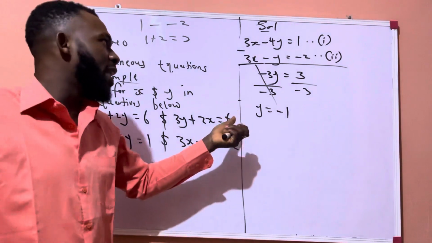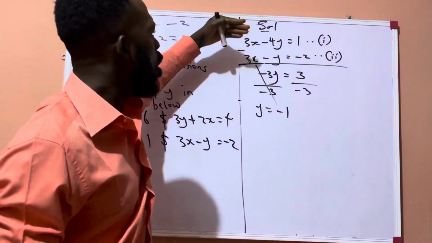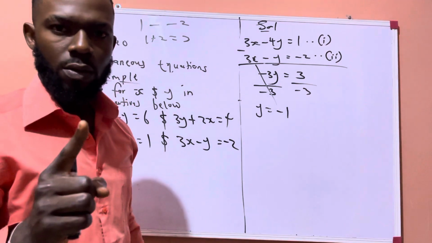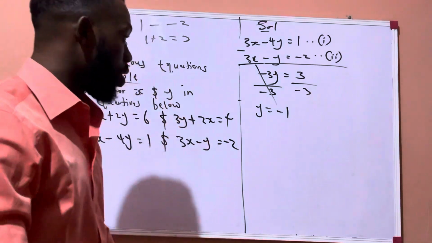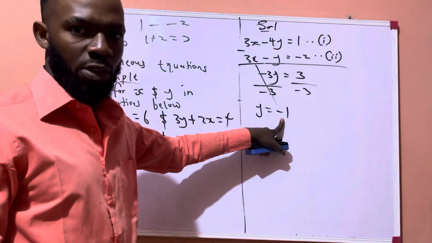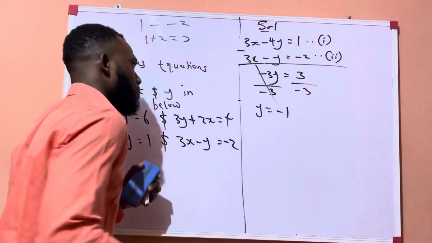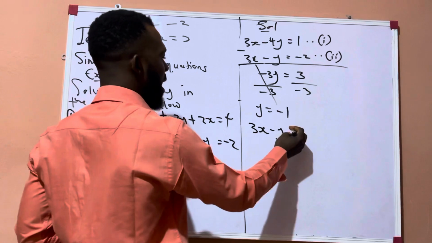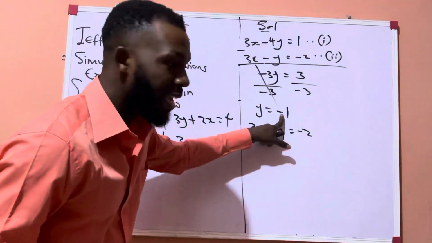Now how did I say you get the value of x? Very simple. Either you use equation 1 or you use equation 2, you are still going to get the same answer. So anywhere you see y, what do you put? Minus 1, the value of y. Now, I want to use equation 2 to solve this. Equation 2 says 3x minus y is equal to minus 2. But what is y? y is minus 1.